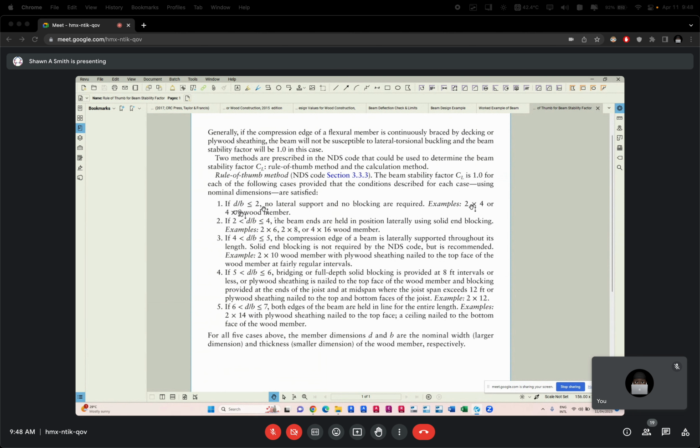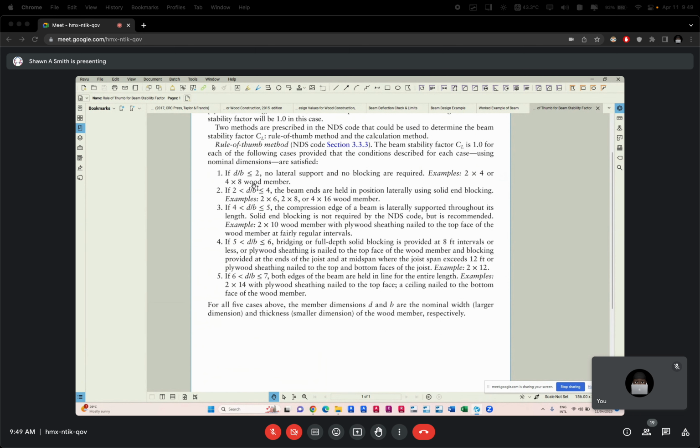Again, it is within this range. Therefore, no additional lateral support is needed for an element of that size. All right. In the same breath, it says if 2 is less than the ratio D over B, which is also less than or equal to 4, and the beam ends are held in position laterally using solid end blocking, then CL also is 1.